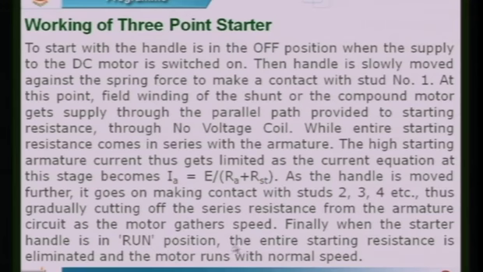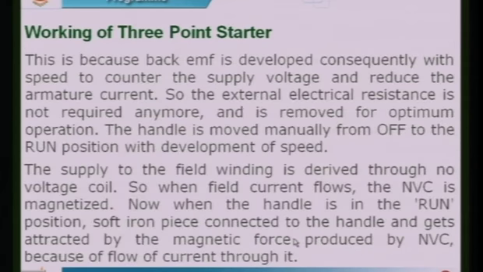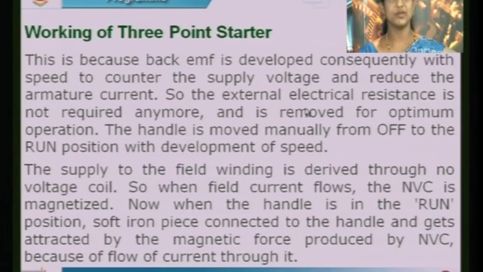So, what will happen when the armature circuit of the motor gathers speed? Finally, when the starter handle is in the run position, the entire starting resistance is eliminated, means you are going to make this RST equal to 0. At that time, IA is equal to V minus EB divided by RA. We know that as the speed increases, the back EMF also increases. Consequently, it reduces the armature current. So, the external electrical resistance is not required at that time. So, you are going to make that resistance equal to 0.